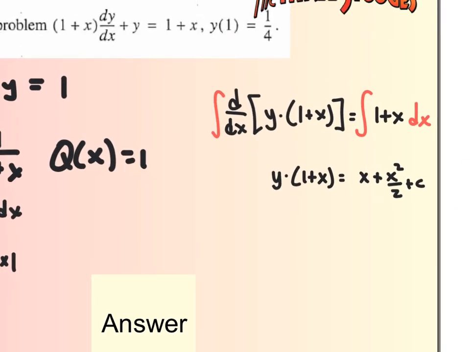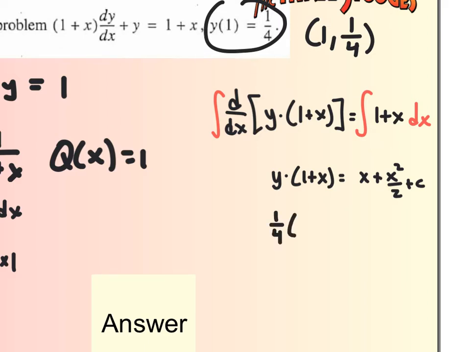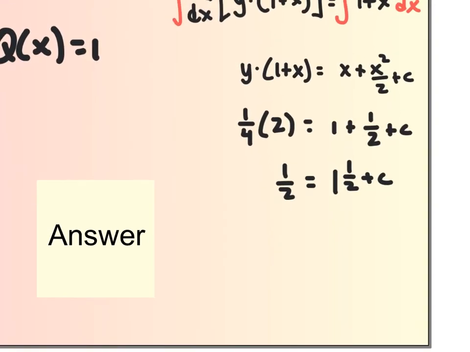Alright, looks like the initial condition up here is the point 1 comma 1/4. So let's plug them in. I get 1/4 times 1 plus 1, which is 2. Over here I get 1 plus 1 squared over 2 plus c. So 1/4 of 2 is 1/2, and 1 plus 1/2 is 1.5. So it looks like c is going to equal -1.